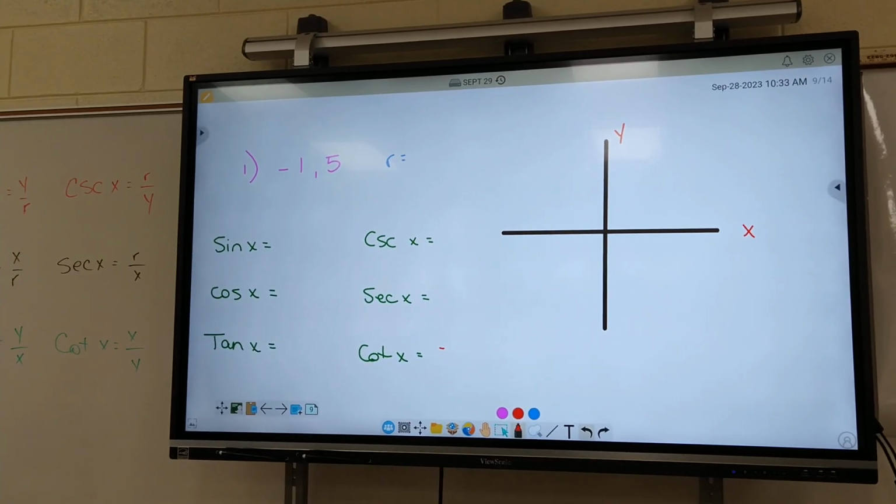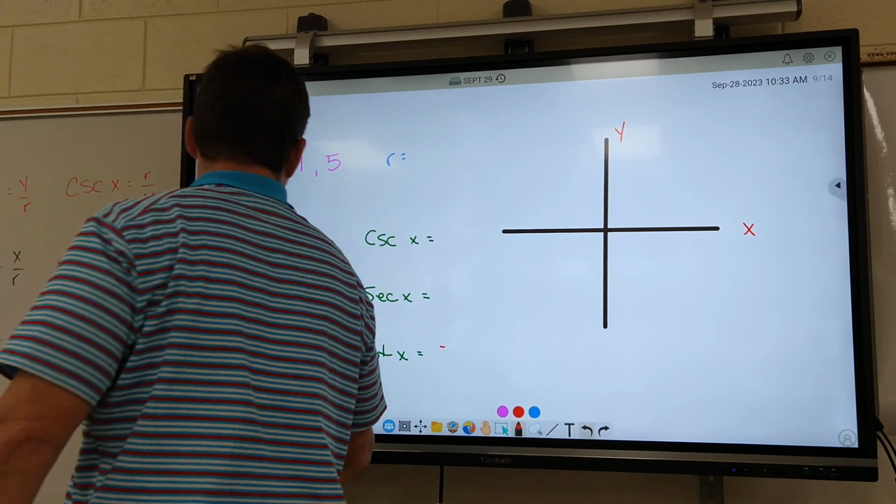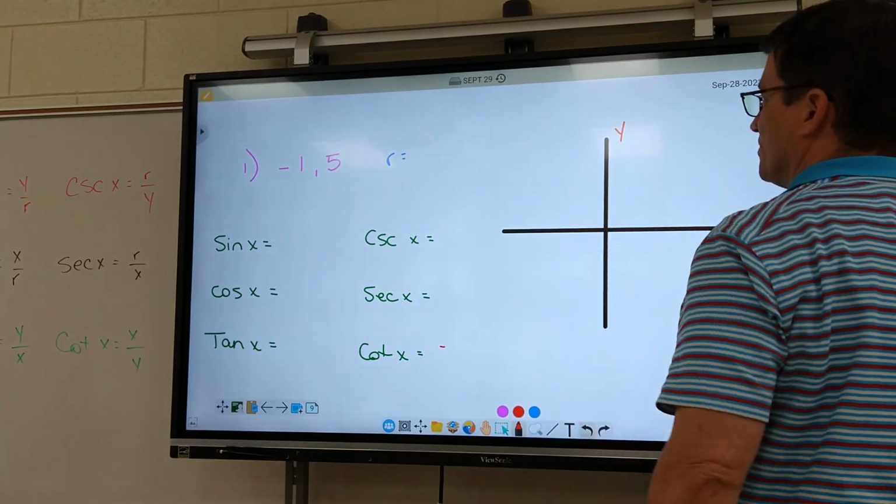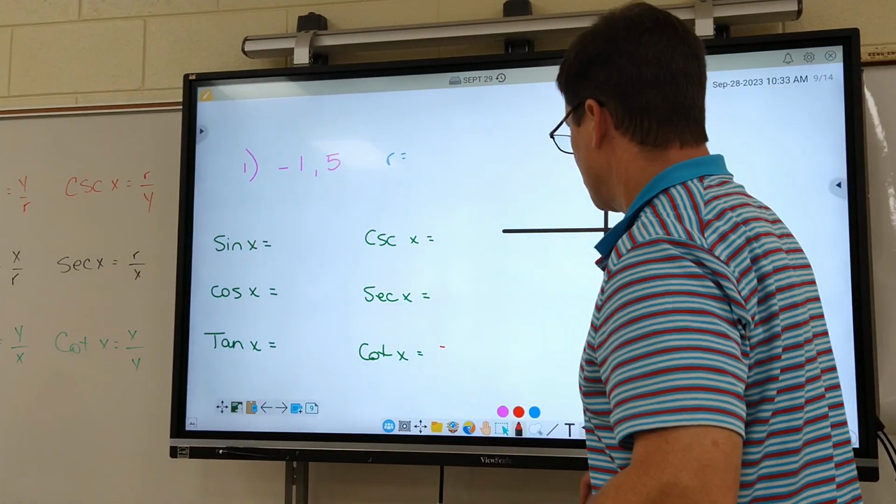All right, we got new stuff. This is not on your quiz tomorrow. You guys do not have to draw this coordinate plane right here. You don't have to draw it. What they want you to do is this.